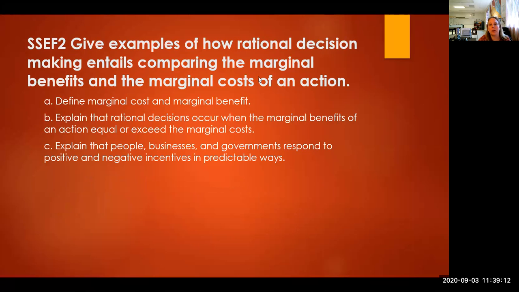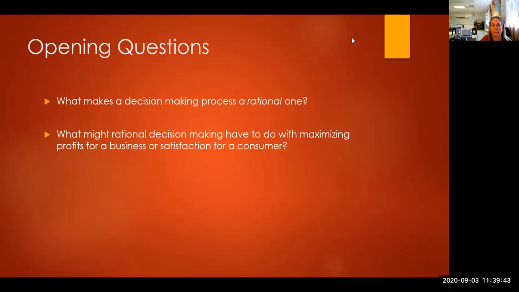So for today, we've got a couple goals here. We need to be able to give examples of how rational decision-making entails comparing the marginal benefits and the marginal costs of an action. We need to be able to define marginal cost and marginal benefit, explain that rational decisions occur when the marginal benefits of an action equal or exceed the marginal costs, and explain that people, businesses, and governments respond to positive and negative incentives in predictable ways.